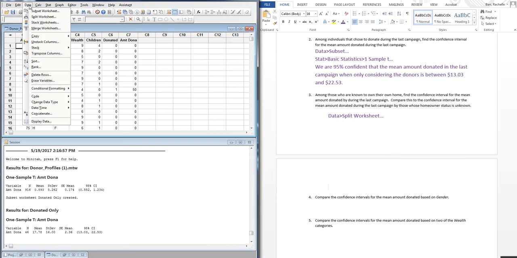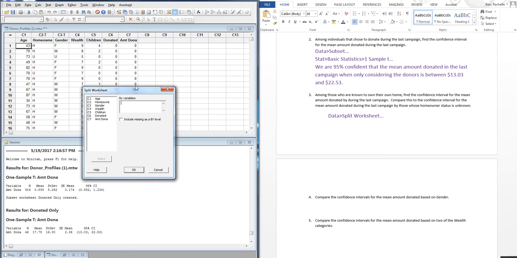And I'll show you what a split looks like now. We go to Data, Split Worksheet, and it asks how you want to split this. Which variable do you want to split by? Well, we want to split by homeowner status. Let's put that in there. I'm going to ignore this missing by level option because this has no missing data in it. But if you did have missing data, you would have to include this just in case, and that would give you another category to look at.